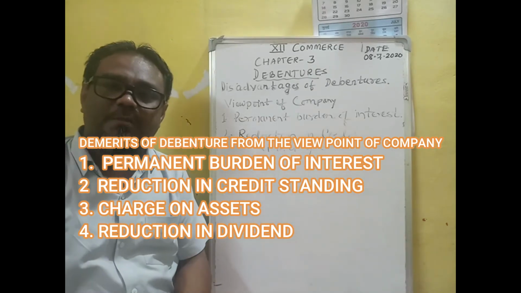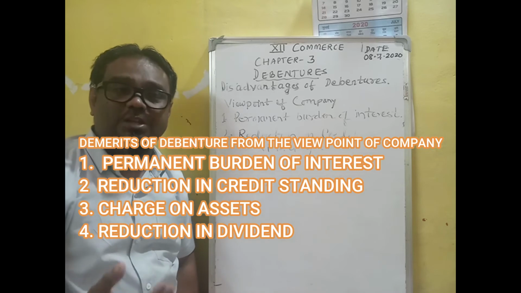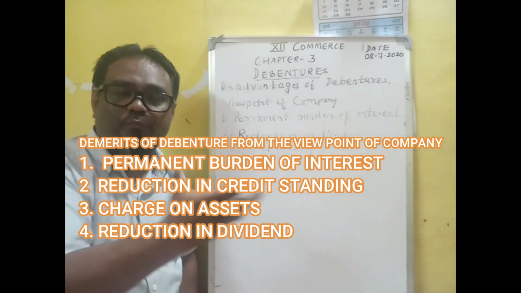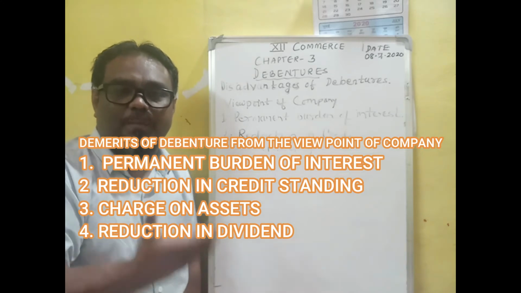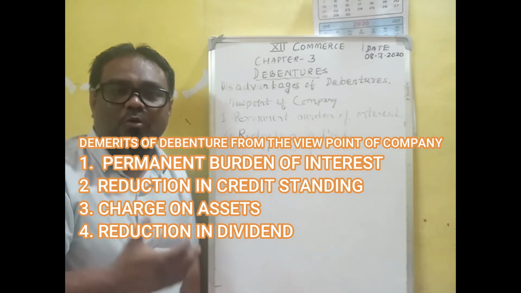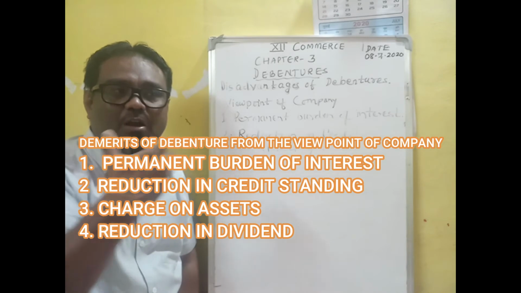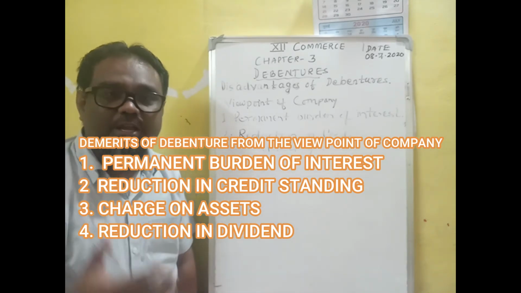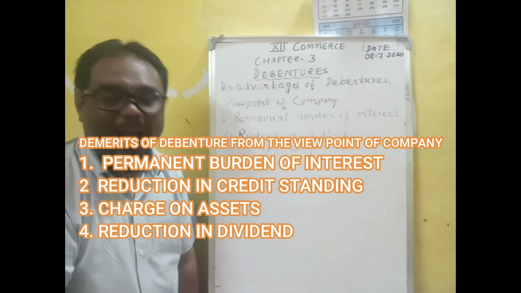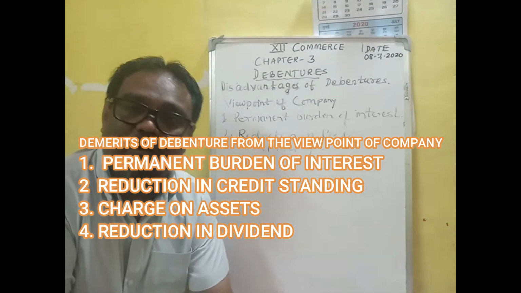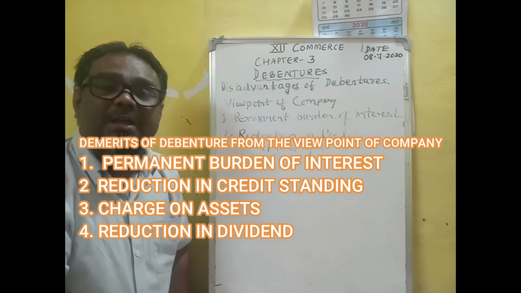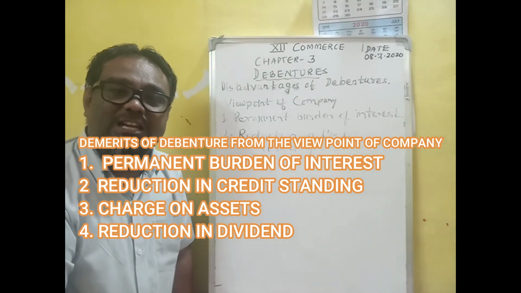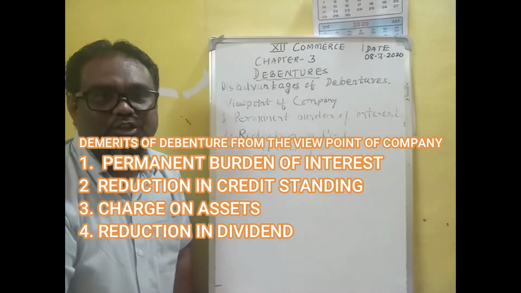Reduction in credit standing means the creditworthiness of the company will reduce because the company has already borrowed from the debenture holders in the market. So now the company's assets are already under mortgage. So it is difficult for the company to take a loan from the bank. Borrowing from the bank and financial institutions becomes difficult because the creditworthiness of the company has reduced because of the issue of debentures.